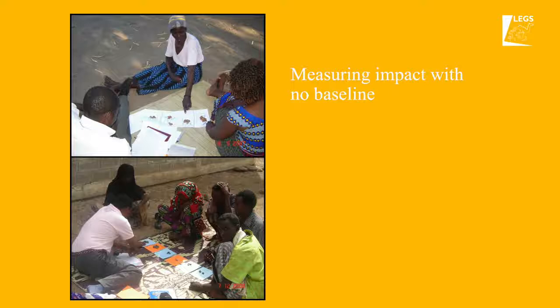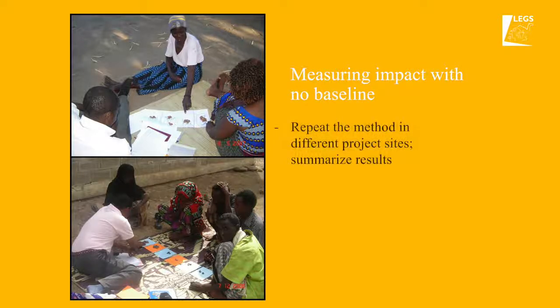To strengthen the approach, we then need to do 2 things. First, the proportional piling method would need to be repeated in other villages to gather more results on mortality in fed and unfed cattle. This helps to improve the reliability of the figures.